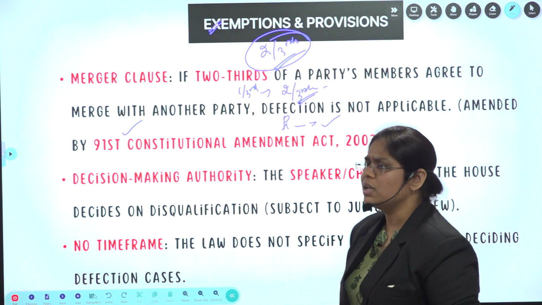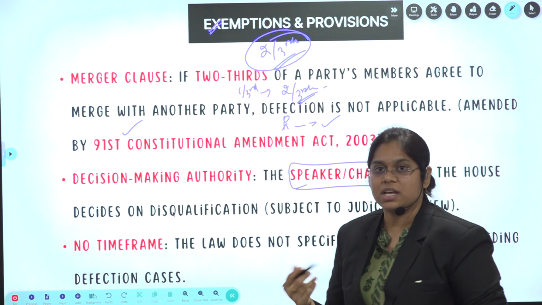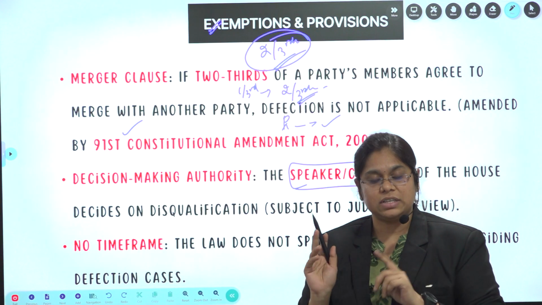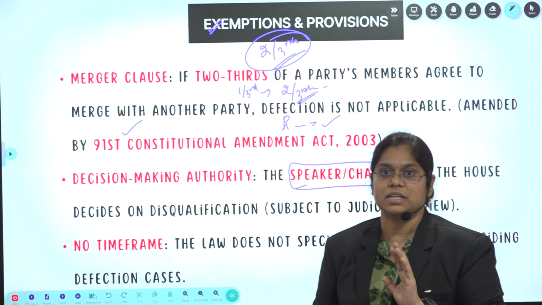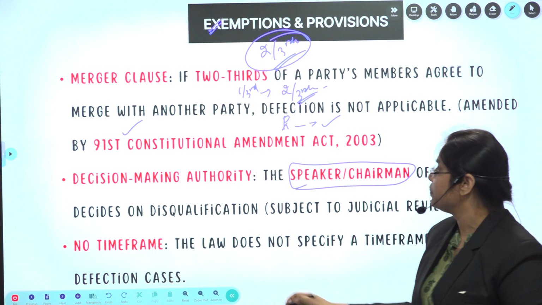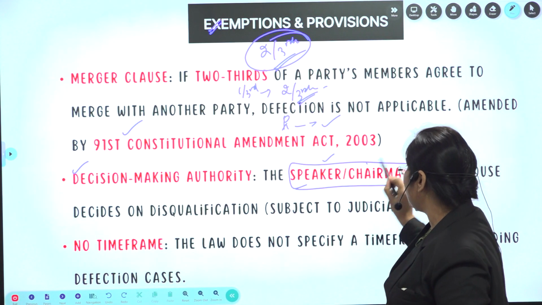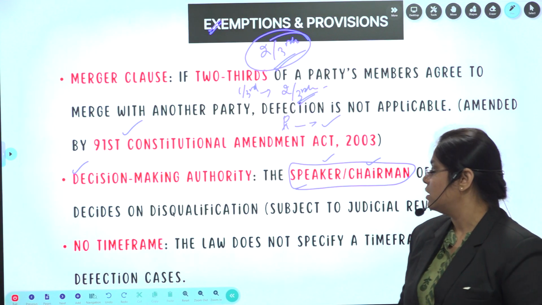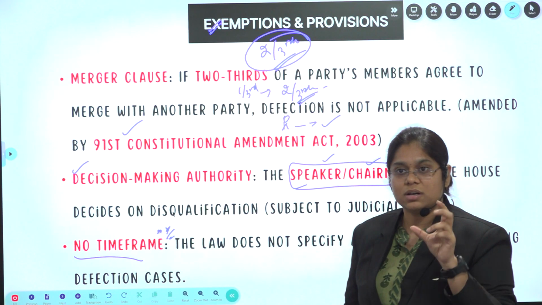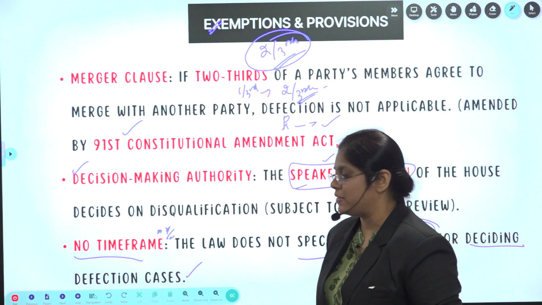Another thing: if the Speaker or Chairman voluntarily gives up the membership, but rejoins after their term, there is no anti-defection for them. Okay, that is for transparency. Now, who has the decision-making authority? Basically, the Speaker of Lok Sabha and the Chairman of Rajya Sabha have the decision-making authority. And remember, there is no time frame. The law does not specify any time frame for deciding defection cases.